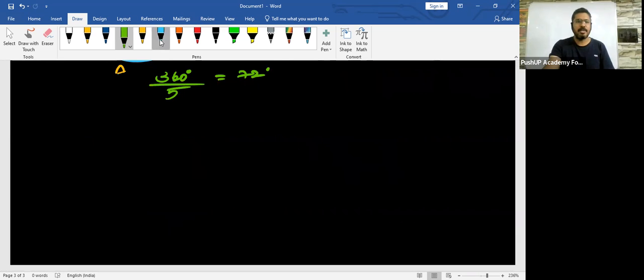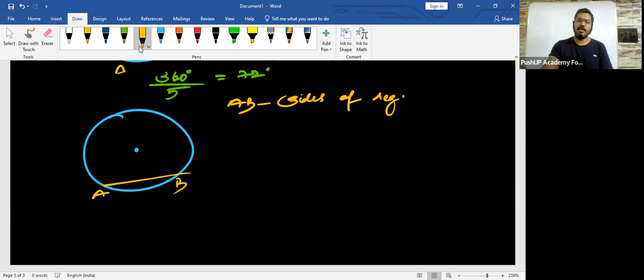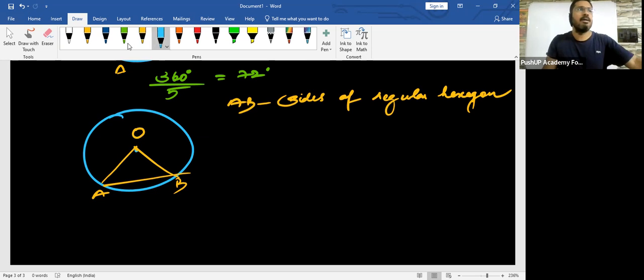Okay, one more question, children. Suppose a circle with center O is given, and there is a chord AB. And I'm telling you, this chord AB happens to be one of the sides of a regular hexagon. In that case, how much would be the angle subtended by chord AB at the center? How much would it be? Very simple, isn't it?